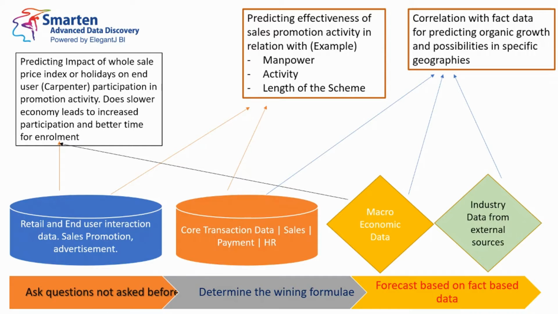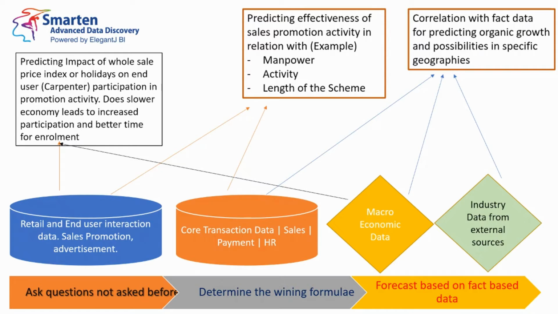Say for example, here we have taken macroeconomic data. We have taken data from the core transaction, and we have taken the retail end user data. So say industry data, transaction data and macroeconomic data, you can put together to find out what would be the possible growth in the business. When you're planning your business, you want to see whether the targets you have taken would be in alignment with the organic growth in the industry, and if the actions you are going to take will give you the incremental growth which is necessary.